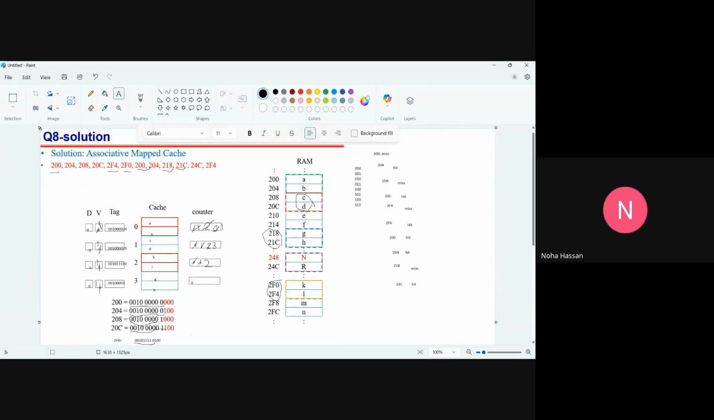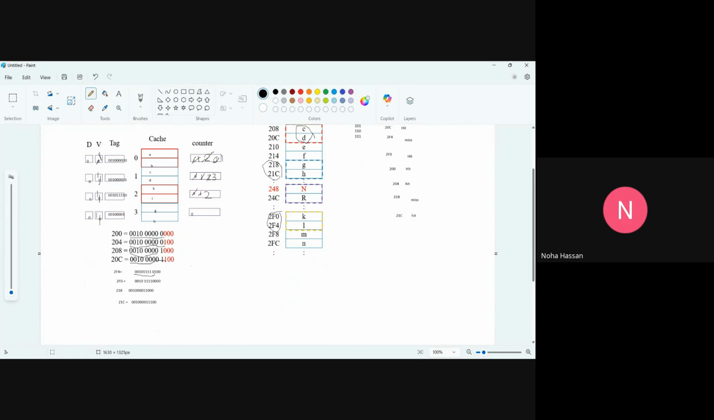We have 24. So the last two, I have 24C. Let's get the tag for 24C very fast, or get the corresponding binary value. 24C here is equal to, we said C is 12, right? 1100. And then we have the 4, 0.